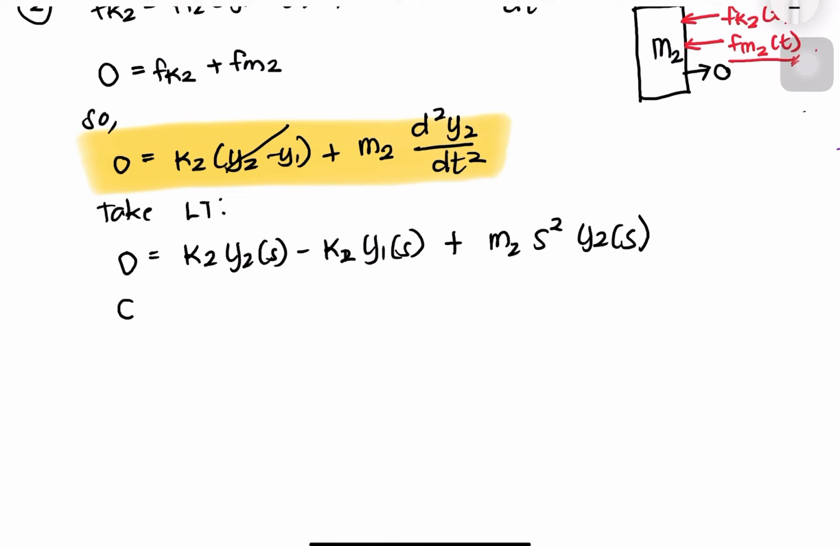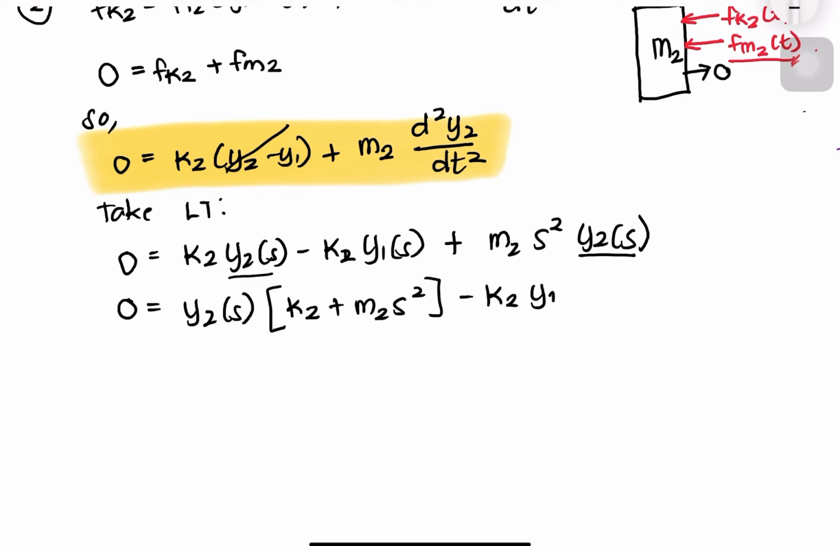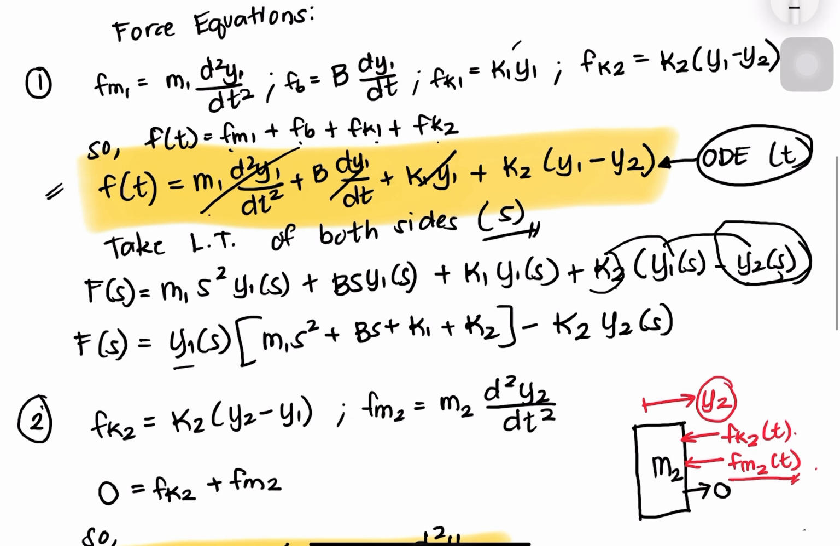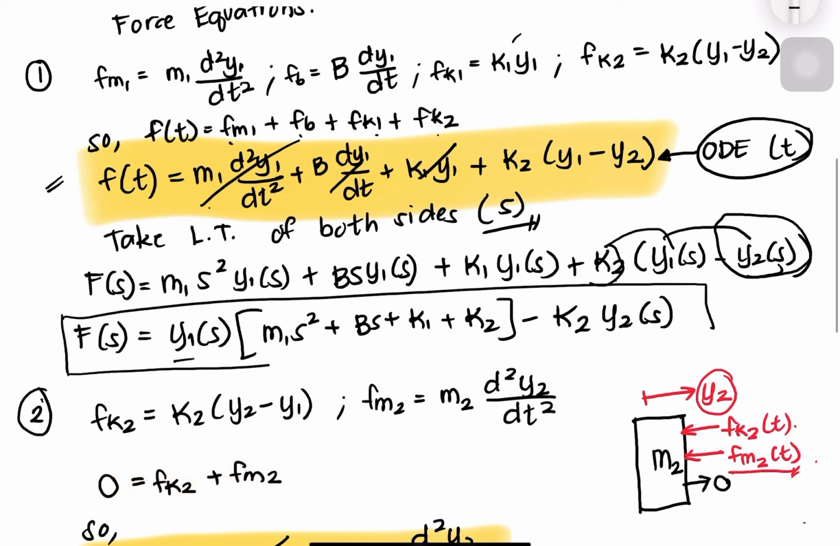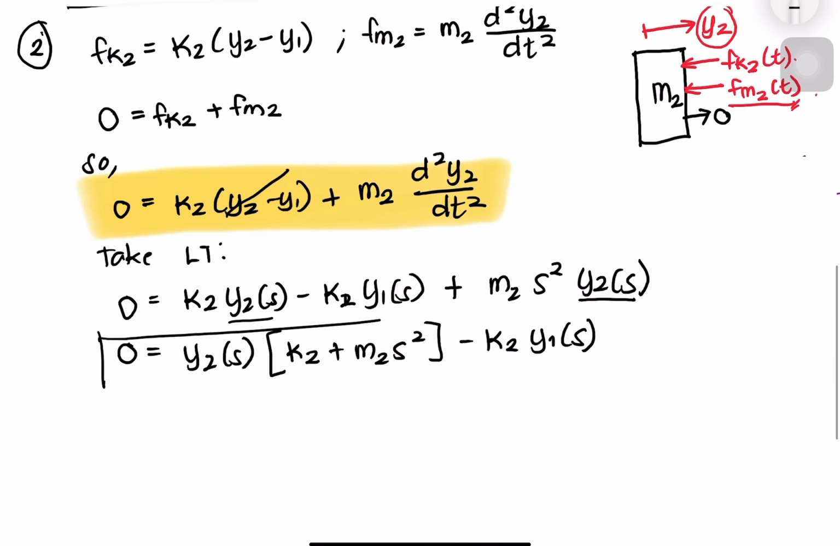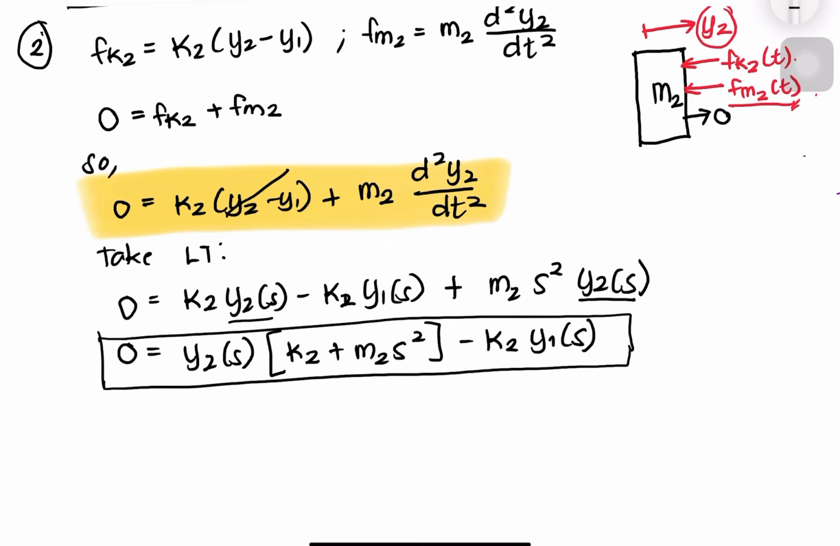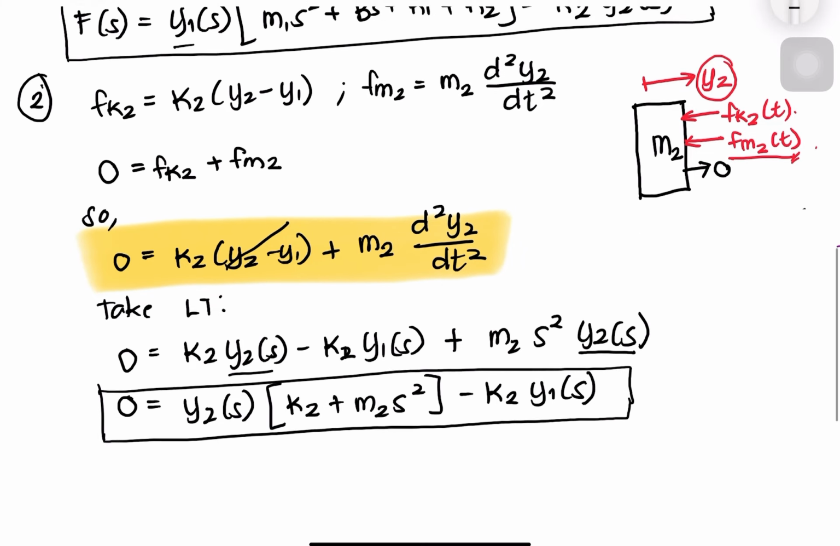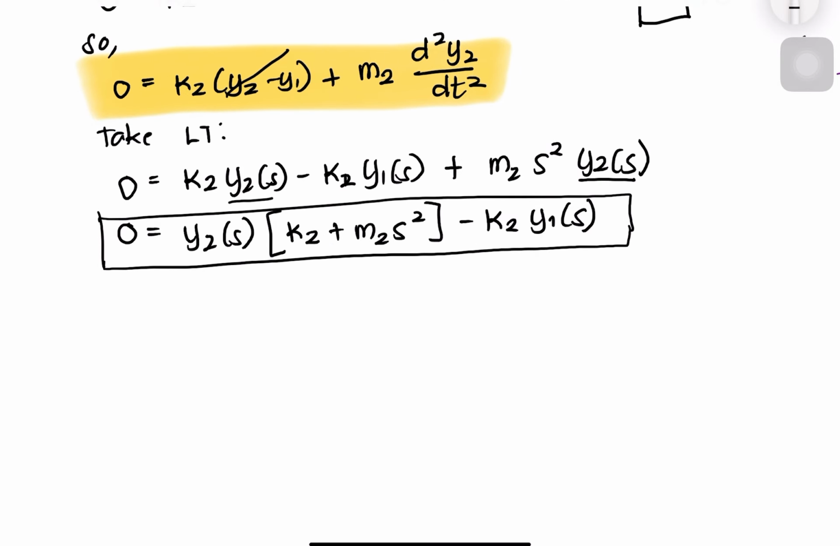ilalabas natin yung Y2 this time dahil mas common yung Y2 compared to Y1. So, Y2 of S times K2 plus M2S squared minus K2 Y1 of S. So, now we have two equations. Ito yung first one. And this is the second one. So, this is still not the transfer function of the system. Ito pa lang yung Laplace transform of the ODE of the individual masses.